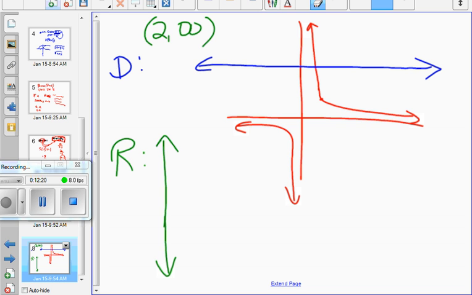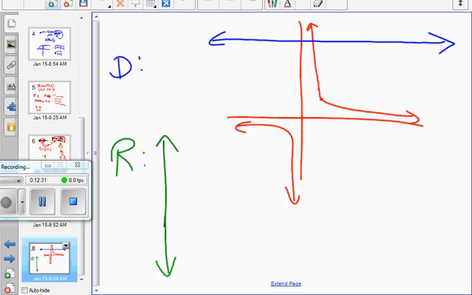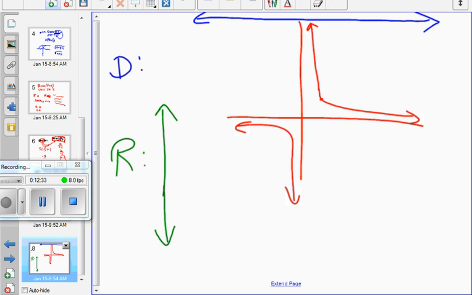That's not the right answer, but it is not moved. It is just at 0, 0. It's centered at the origin. Okay, so domain goes left to right like this. Range goes up and down like this.